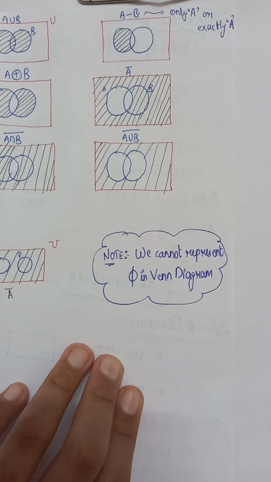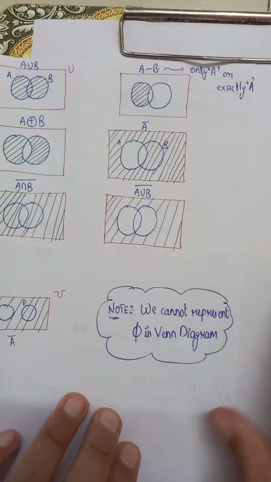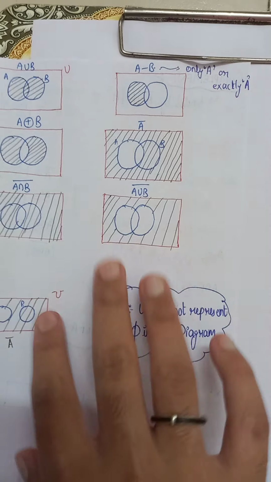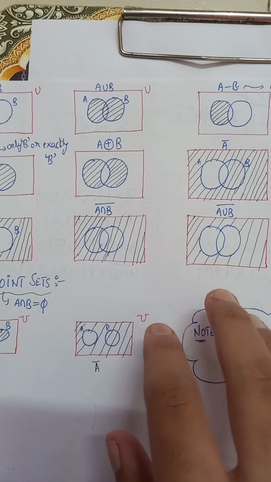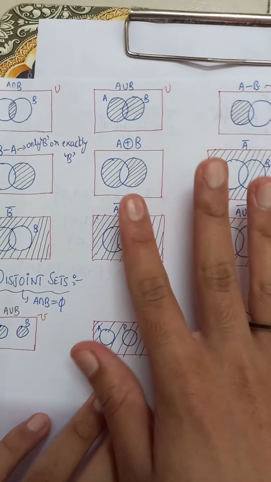Okay, so let's end this lecture here. In the next lecture we will cover the case where A is a subset of B, and we'll draw the Venn diagrams and do some good examples. Okay, so that's it for today's lecture.